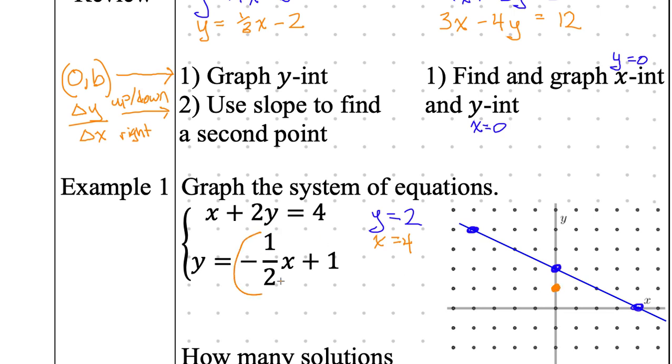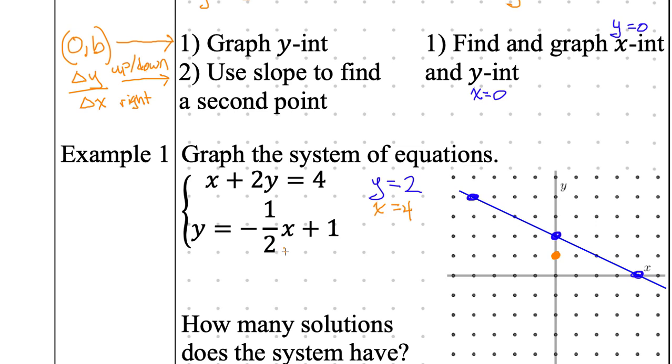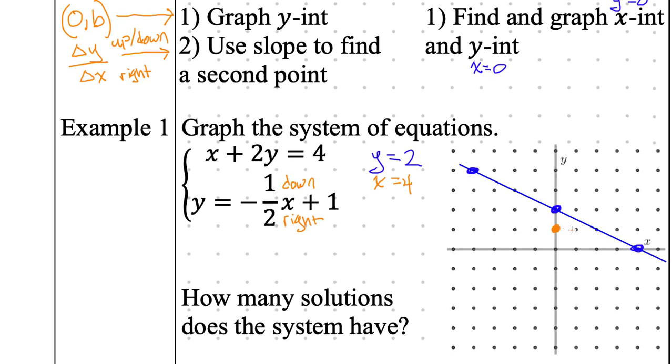And then I'm going to use the slope as my second step to find a second point. So remember the bottom number tells you how much right to go. So I'm going to go 2 right. And this negative I always associate with the top, so I'm going to go 1 down. So 2 right, 1, 2, I'm currently at this point, and then go 1 down. So this is my official point down here.